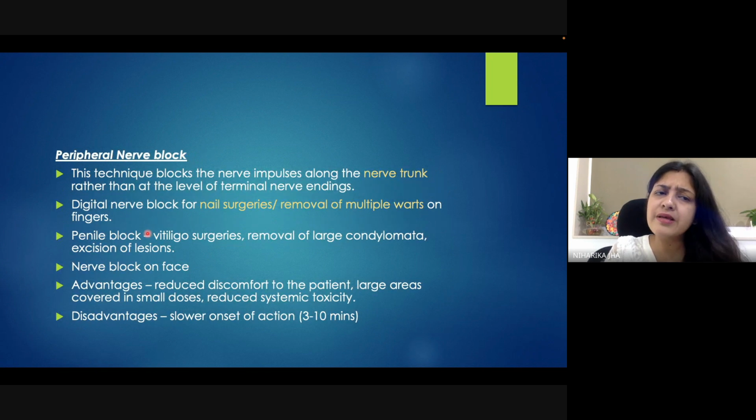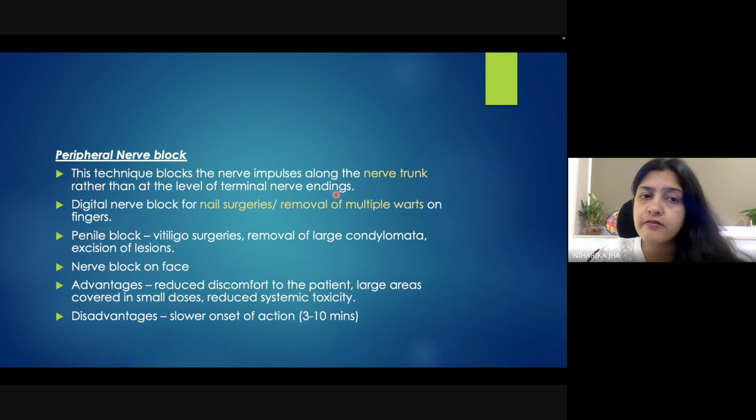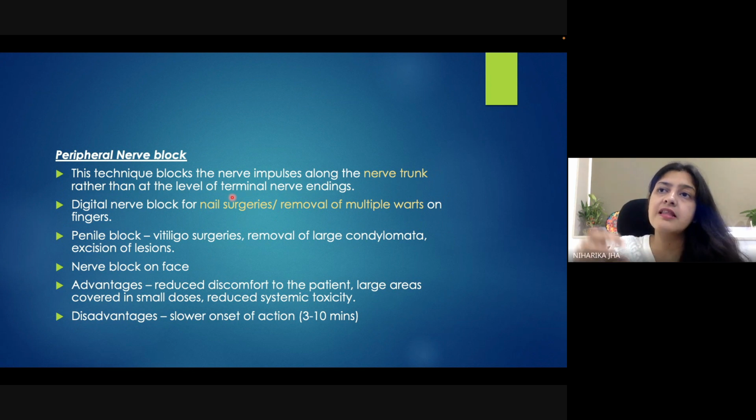Kind of similar anesthesia technique is the peripheral nerve block. In the peripheral nerve block, the nerve trunk is the target rather than the terminal nerve endings. Basically, what is happening, we are giving the anesthesia at the periphery rather than the site itself, and we are not targeting the terminal nerves.